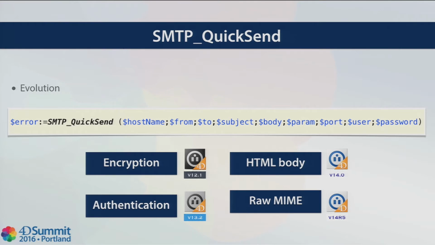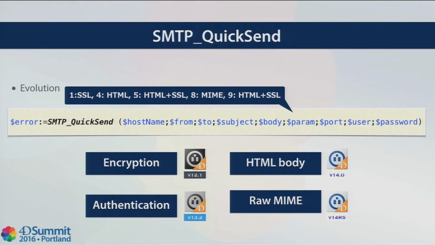Then, in R5 of version 14, there came the ability to tell the plugin that the body is raw MIME. Now, I'm going to expand on that later in the MIME section, the third section. But really, for me, and hopefully by the end of this session, you would agree that this is really a killer feature which makes the QuickSend command so valuable in version 15.